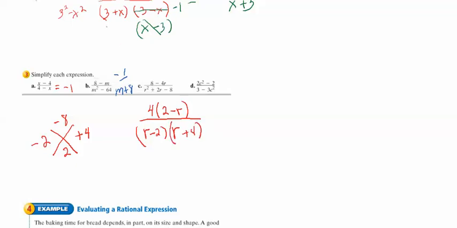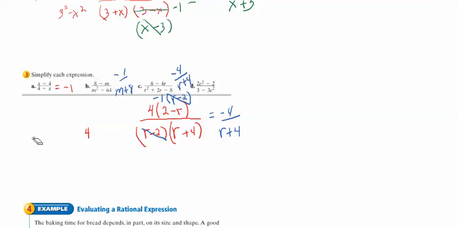Okay, do you recognize that there's an opposite here? If I take out a negative 1 here, I end up with r minus 2, which now these two can cancel, but negative 1 times 4 is negative 4 over r plus 4. And so that's my answer here, negative 4 over r plus 4. Okay, we have one more to do like this.